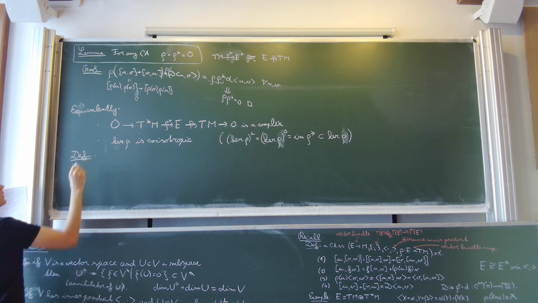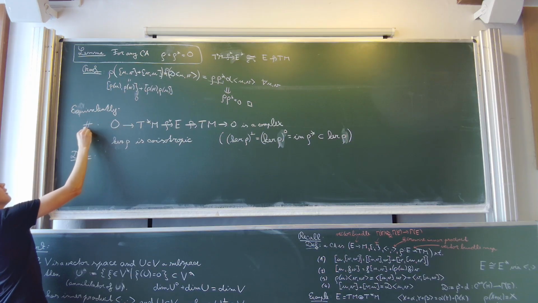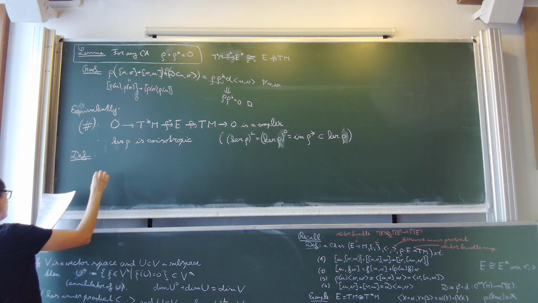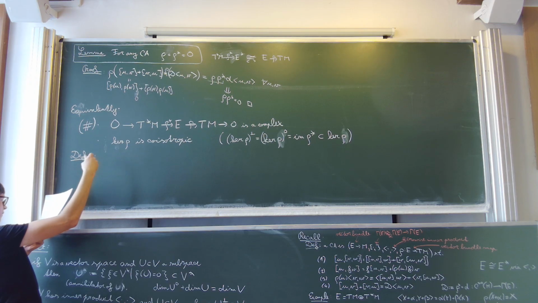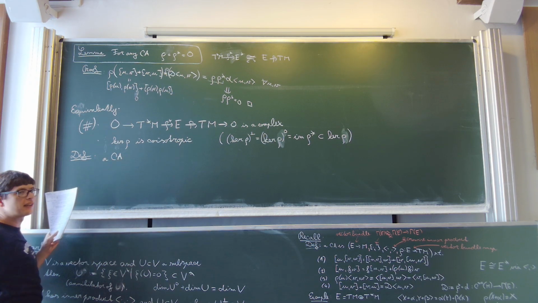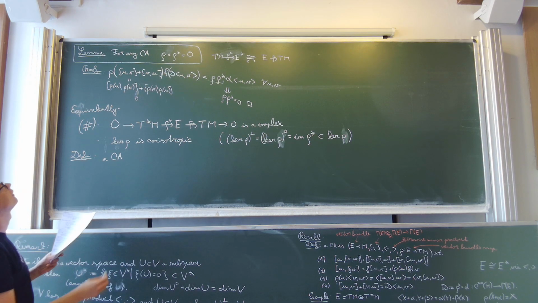So now, with this in mind, we can define. Let's call this complex like this. So now, famously, there is some interesting process in Courant algebroids. Courant algebroid, I will shorten to CA. I guess by now we know that it's Courant algebroid.